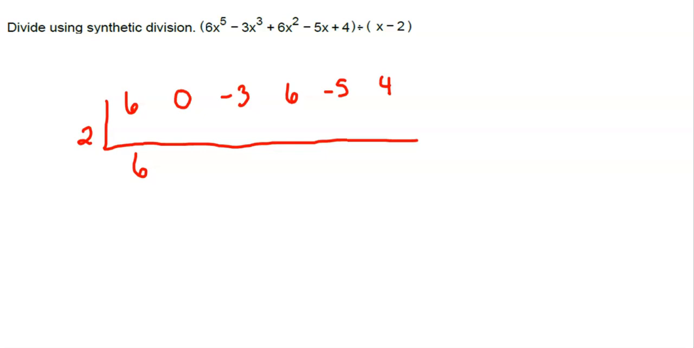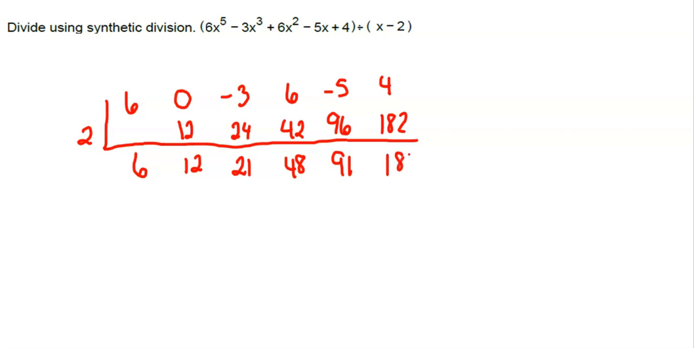So 6 times 2 is 12. Add 0 plus 12 is 12. Multiply, 2 times 12 is 24. Add, negative 3 plus 24 is 21. Multiply, 2 times 21 is 42. Add, 6 plus 42 is 48. Multiply, 2 times 48 is 96. Add, negative 5 plus 96 is 91. Multiply, 2 times 91 is 182. Add, 4 plus 182 is 186.